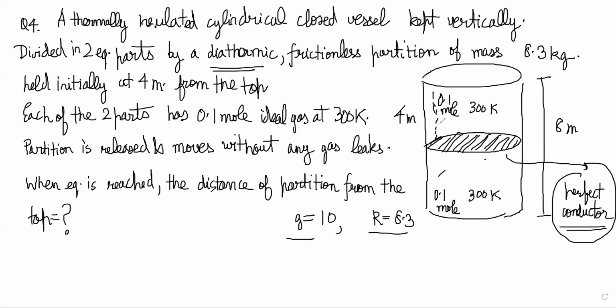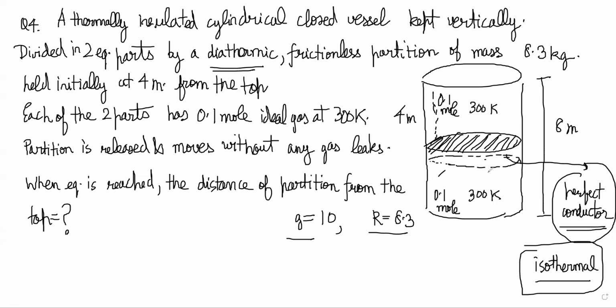Usually, most of the time when there is a diathermic wall, it will be an isothermal process. Why? Because it's a perfect conductor. Any difference in temperature is immediately cancelled by heat transfer. Since this allows perfect conduction, as soon as the temperature of one side starts increasing, maybe it wants to increase as it goes down, right? But immediately heat is conducted away and the temperature becomes same on both sides. So usually when you see a diathermic situation, it will be an isothermal process. You should keep that in mind.